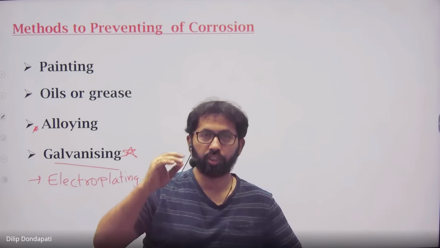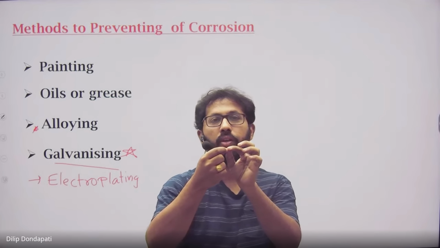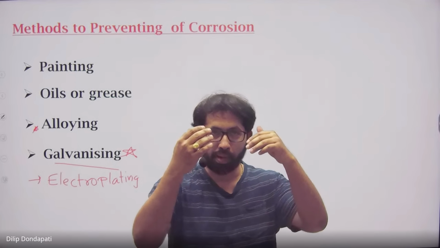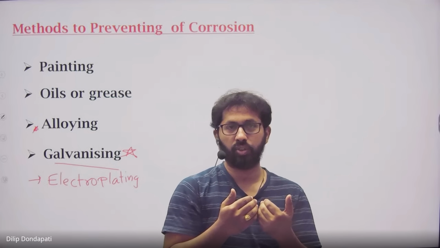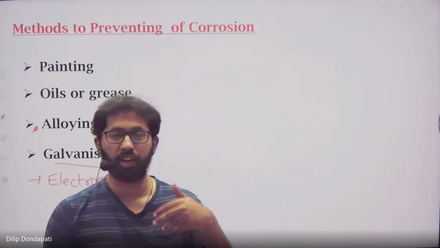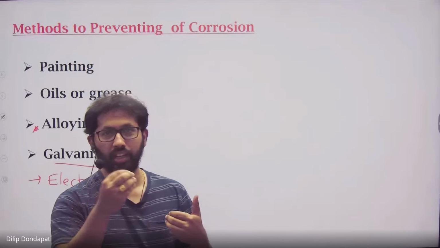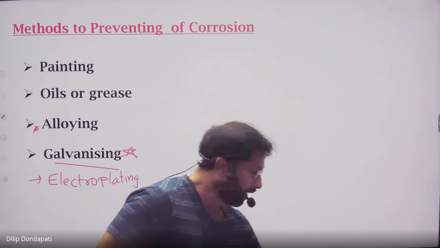Zinc is more active. That's why when oxygen comes, the zinc coating reacts first and gets consumed, and only after it is gone will the iron rust. That's why it's called sacrificial. Zinc is nothing but sacrificial. It sacrifices its life, and only then can oxygen contact the iron. Okay, so that is galvanizing.